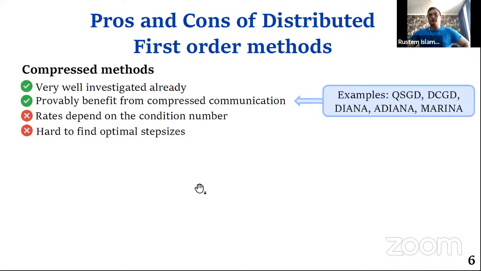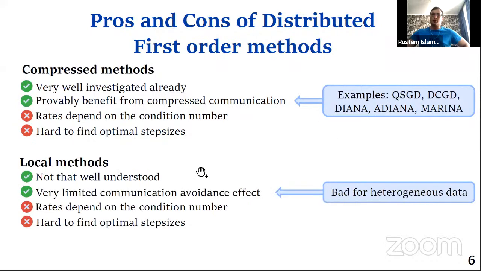If we look at first order methods, for example, at compressed variants of first order methods, they are really well investigated in recent years, and they can probably benefit from compressed communication. It means that compressed variants of some gradient type method outperform non-compressed variants in terms of communication complexity. But the problem of first order methods is that the rates depend on the condition number. And also sometimes we have a problem of how to tune the step sizes for these algorithms.